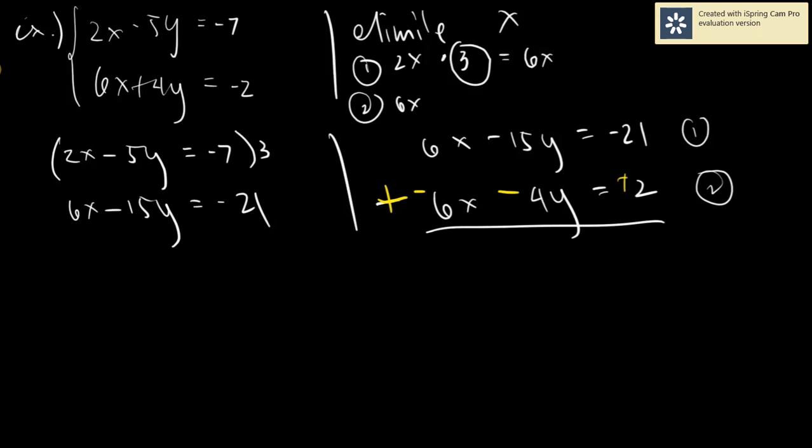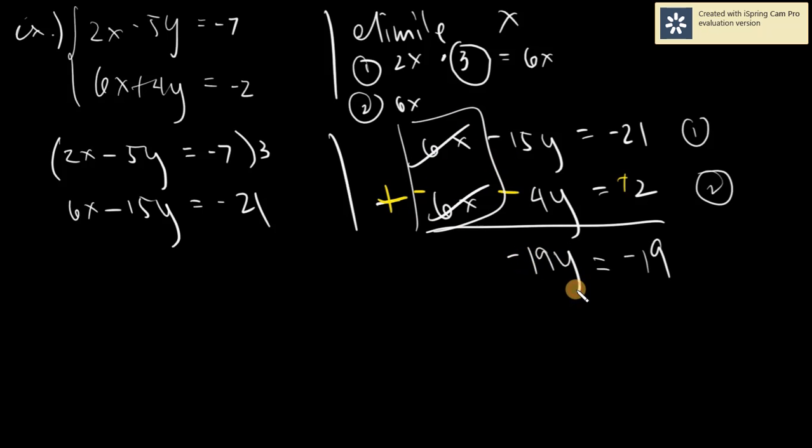The rule of addition is to simply add vertically. Negative 21 plus 2, the answer is simply, is it negative 19? I guess so. Yeah, negative 19. And then we will have x eliminated. For the y, it's negative 19 as well. Negative 15y plus negative 4y will give you negative 19y.